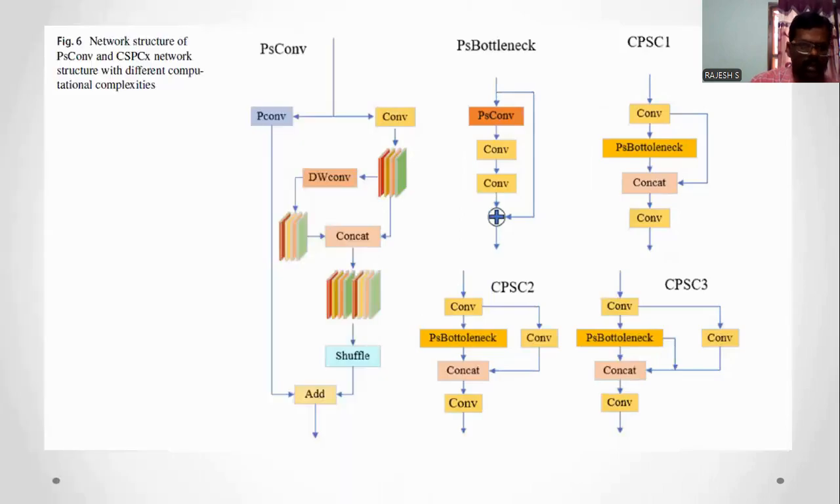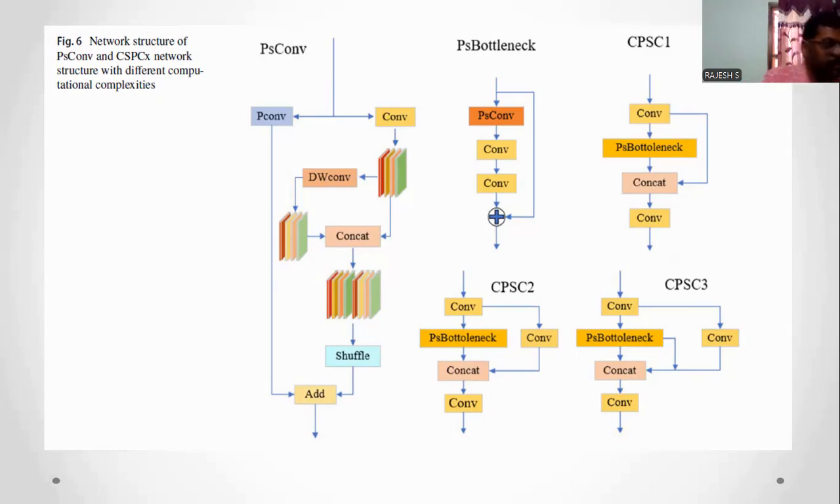Now coming to this diagram. Here we have the PS convolution block, PS bottleneck, and CPSC1, CPSC2, and CPSC3. The first one, C1, means partial convolution. Partial convolution processes only the important parts of the image.